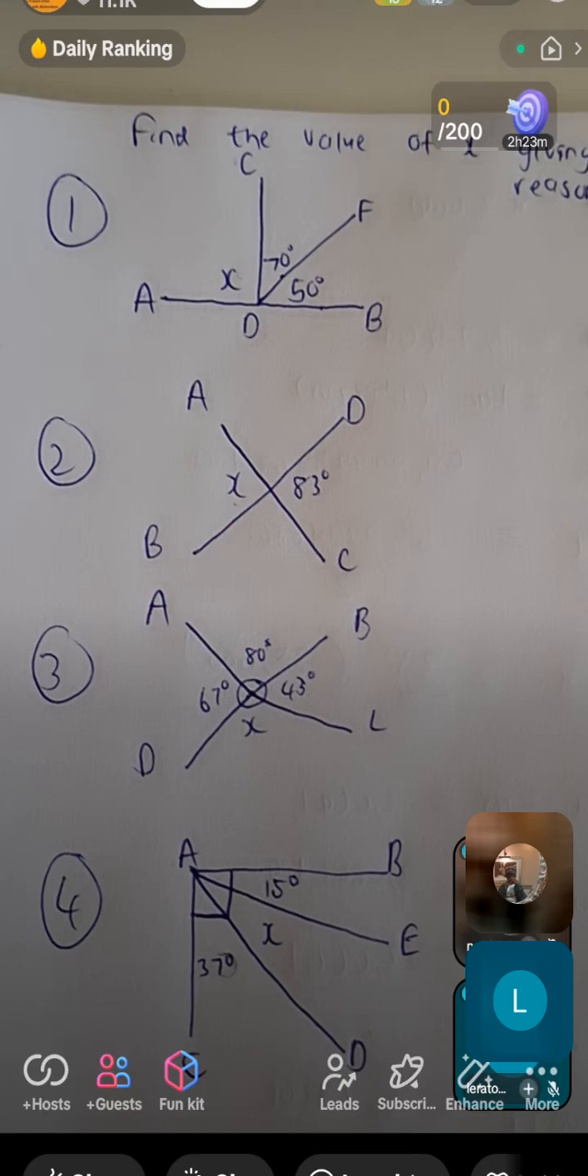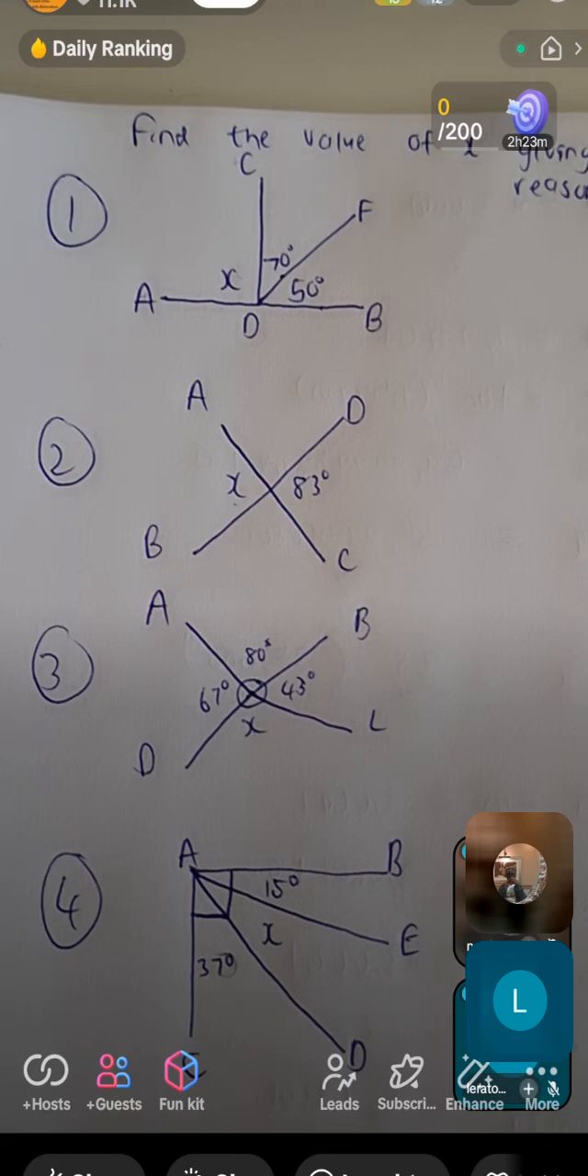For instance, do you see the angle 67? Yes, sir. Do you see 43? Yes, sir. Would you say those are vertically opposite angles? They are opposite, but they are not equal.